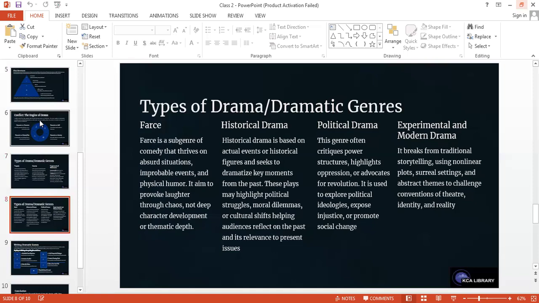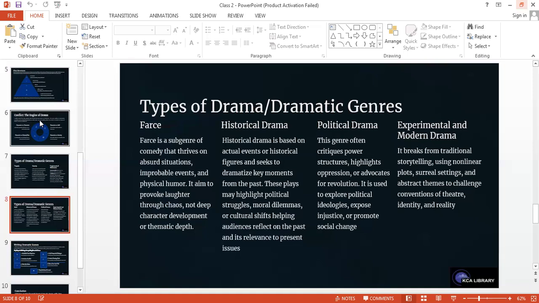The next is the farce, a subgenre of comedy. It thrives on absurd situations, improbable events, and physical humor. It aims to provoke laughter through chaos, not deep character development or thematic depth. And also, the historical drama is based on actual events or historical figures and seeks to dramatize key moments from the past. It reflects the histories of things that have happened in the past. It highlights political struggles, moral dilemmas, or cultural shifts, helping audiences reflect on the past and its relevance to present issues.